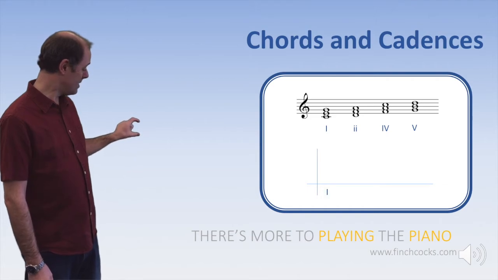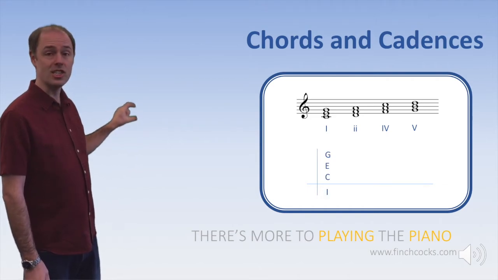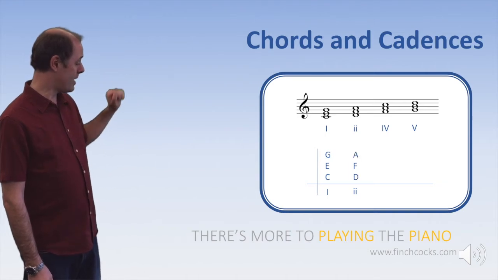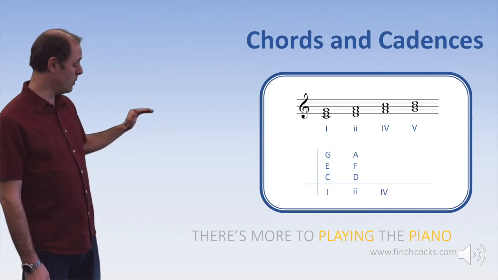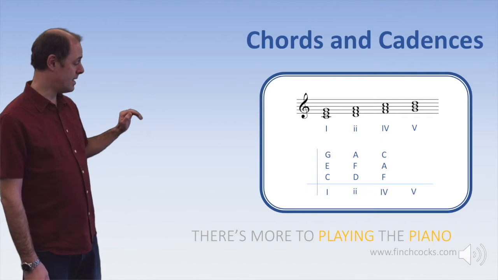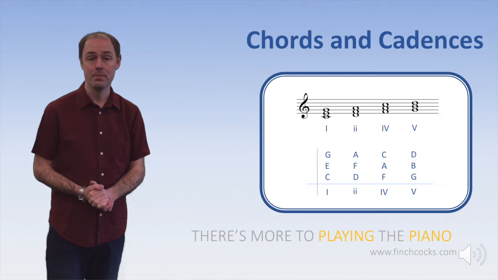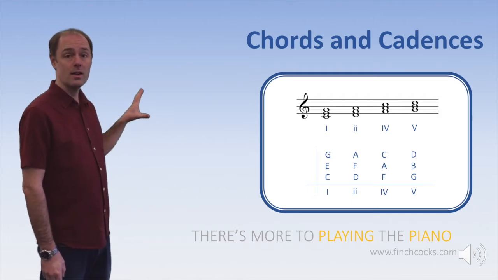Chord 1, C, E, G. Chord 2, D, F, A. Chord 4, F, A, C. And chord 5, G, B, D. I call that a chord table.